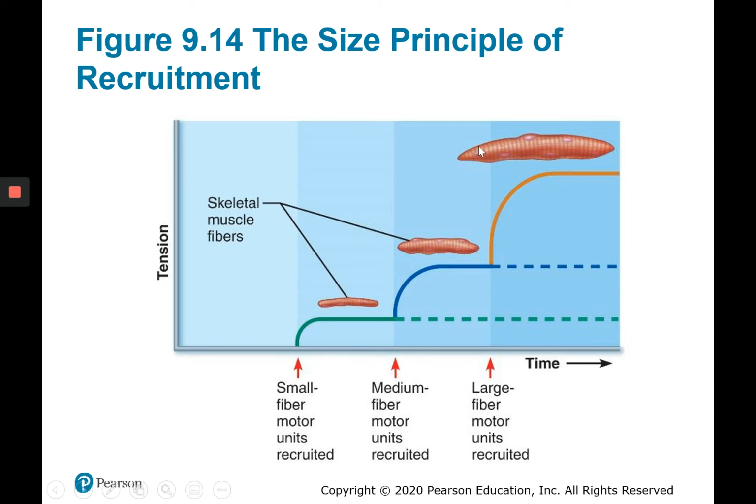That's what this image shows. We start with the smallest motor units. So smaller motor units innervate fewer skeletal muscle fibers. Medium fiber motor units innervate a couple more skeletal muscle fibers. And the largest motor units innervate thousands of skeletal muscle fibers.